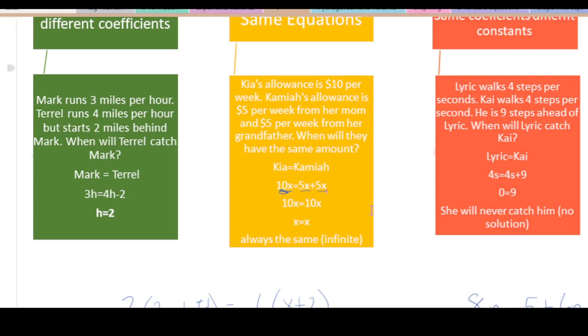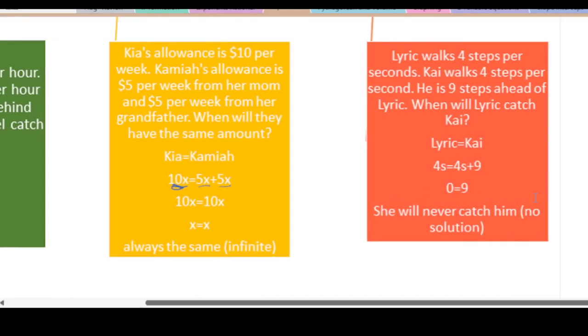Now in this final situation, Lyric is walking 4 steps per second. Kai is also walking 4 steps per second, but he is 9 steps ahead of Lyric. So 4 steps per second, so 4 times s equals 4 times s, but him being 9 steps ahead. And when we solve this, we get 0 equals 9, which makes sense because if they're walking at the same speed, but they are at different starting positions, they will never meet. So Kai will never catch Lyric in this situation.